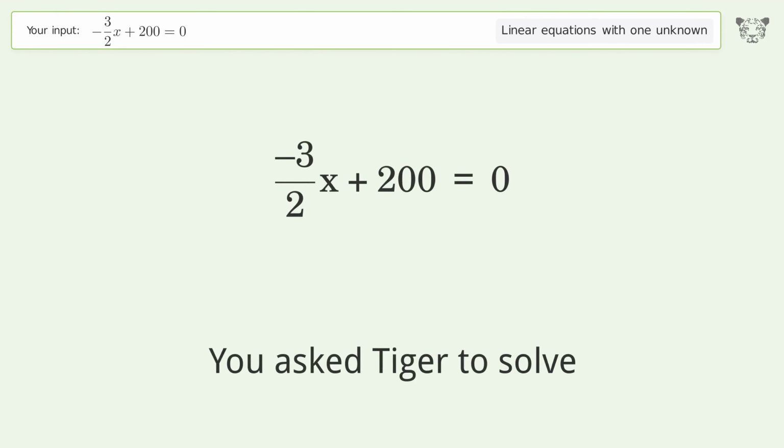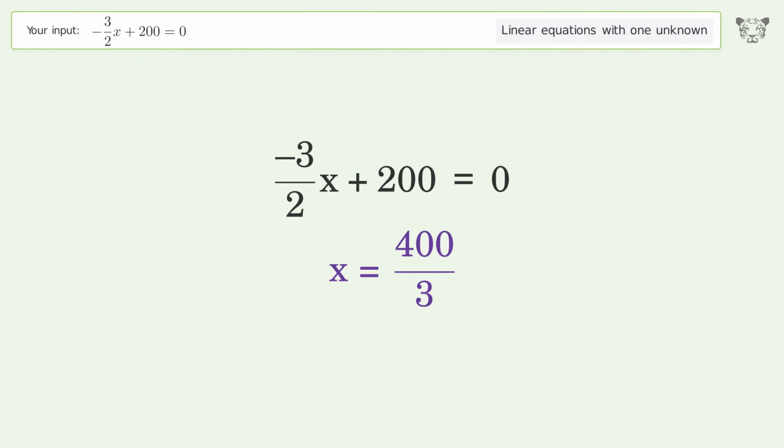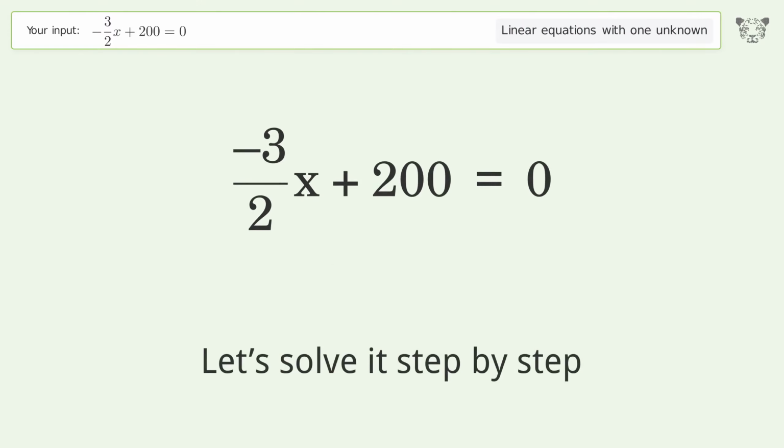You ask Tiger to solve. This deals with linear equations with one unknown. The final result is x equals 400 over 3. Let's solve it step by step.